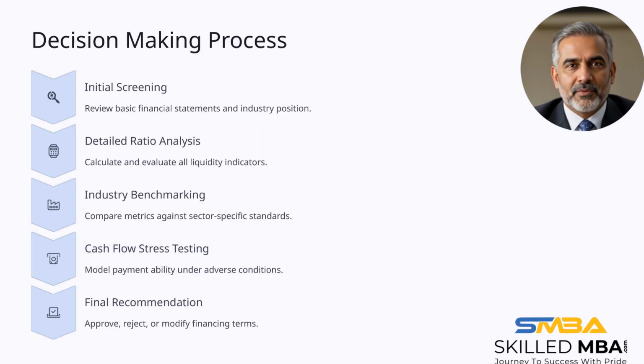The decision-making process begins with an initial screening, reviewing basic financial statements and industry position. Detailed ratio analysis follows, evaluating liquidity indicators. Industry benchmarking compares metrics against sector standards. Cash flow stress testing models payment ability under adverse conditions. Finally, a recommendation is made to approve, reject, or modify financing terms.